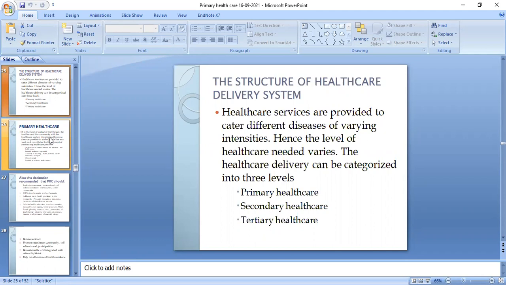For example, a person at risk of developing coronary heart disease has to seek preventive services, while a person who has developed coronary heart disease will seek curative services. So the level of healthcare needed varies among different individuals.